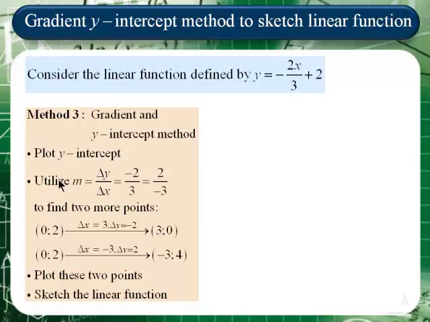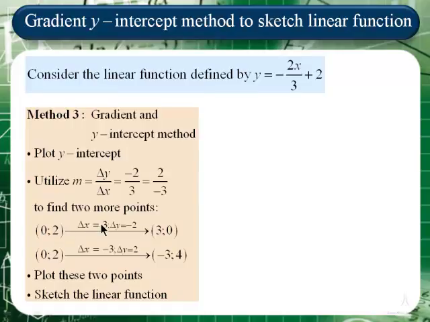(0, 2). Then we utilize the fact that the gradient is delta y over delta x, which we can either write as minus 2 over 3, 2 over minus 3, and many more. You can write 4 over minus 6, and so on. And this is simply to get at least 2 more points. And so now we simply apply this.